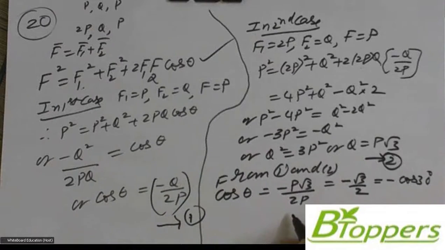As you must be knowing that cos of 180 degrees minus theta equal to minus cos theta. That means the angle theta between the two forces must be 180 degrees minus 30 degrees, that is 150 degrees. You can convert this angle into radian, and it will be 5 pi by 6 radian. That's the answer. If you want to copy the solution of this problem, you can take a pause and copy the solution.